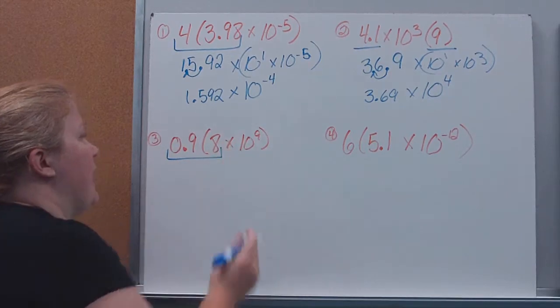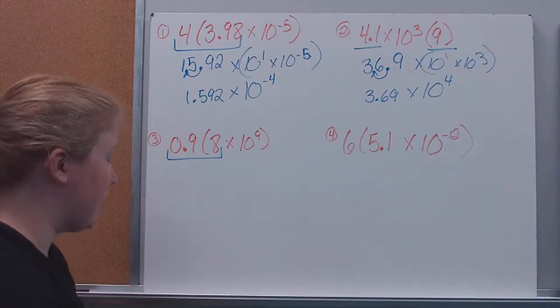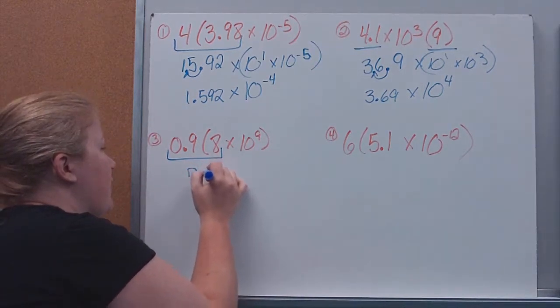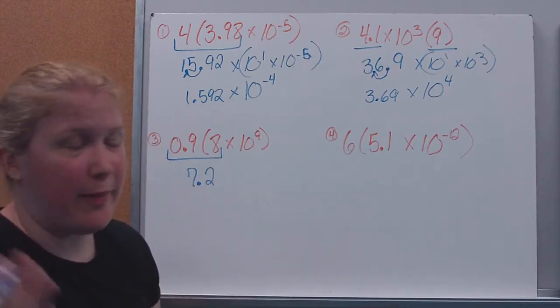So again, here, take a look. I've got 0.9 times 8. Actually, I could have done that one in my head. This is why we don't use calculators. You just start relying on them too much and you stop using your brain power.